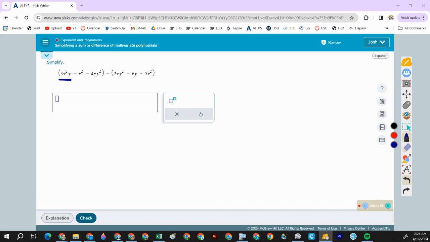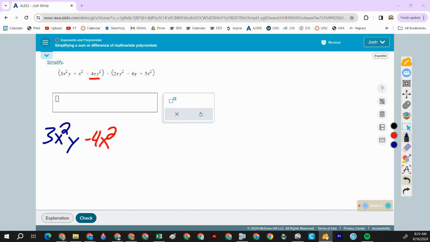All right. 3x squared y. Do we have another x squared y anywhere in this expression? No. It has no like term. So it just stays 3x squared y. Do we have another x squared? Yes, right here, but don't forget the negative. So x squared minus 5x squared is negative 4x squared.